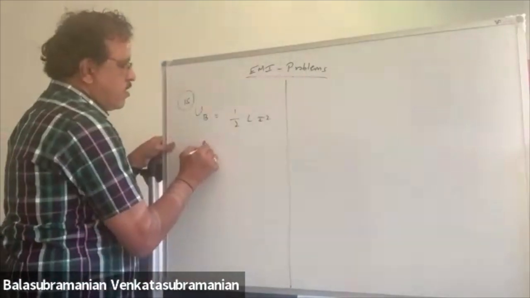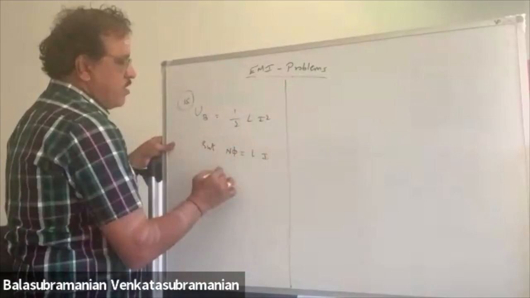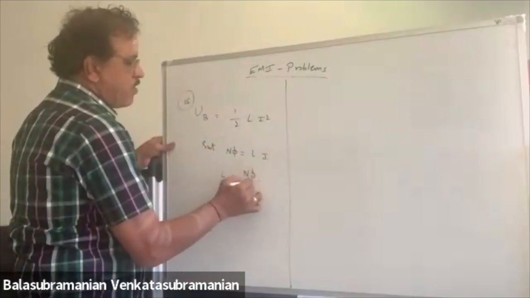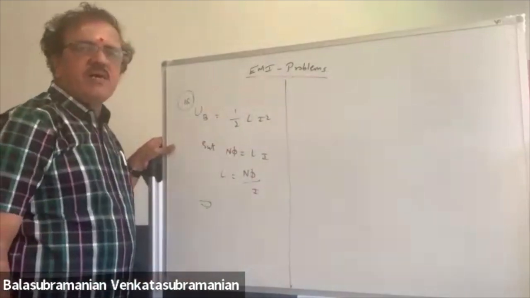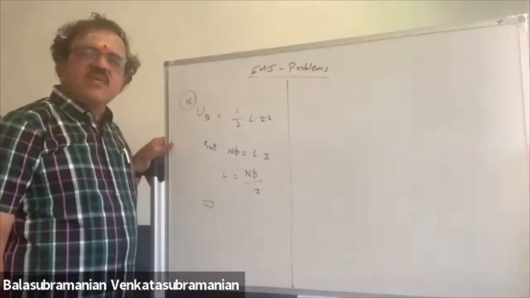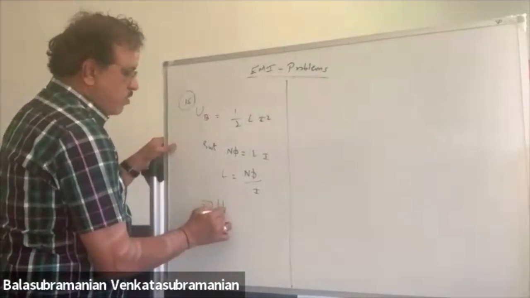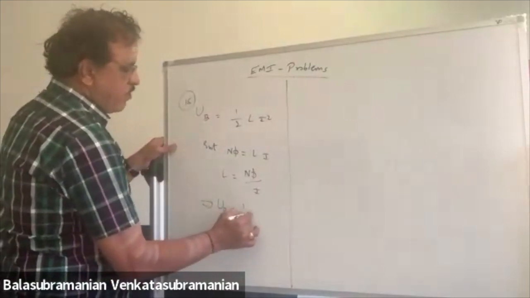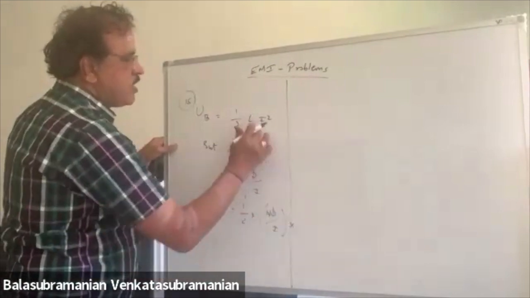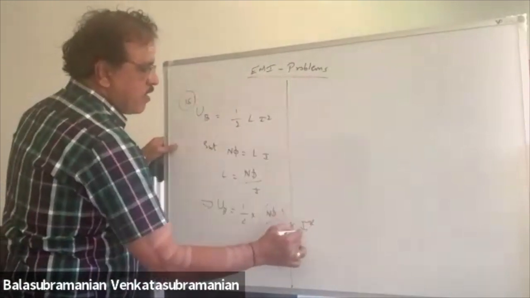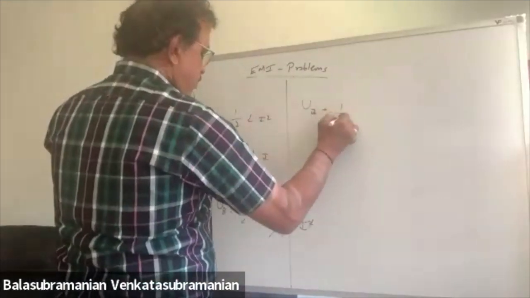But N phi is equal to LI. L is equal to N phi by I. That is the self-induction of a coil formula, N phi is equal to LI. Therefore, UB is equal to half N phi by I into I square. One I cancels. UB is equal to half.